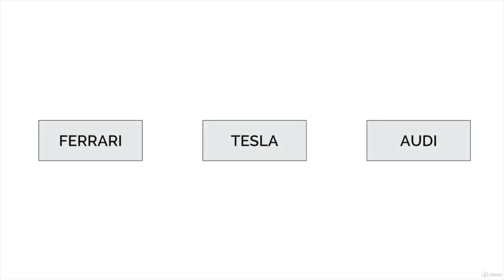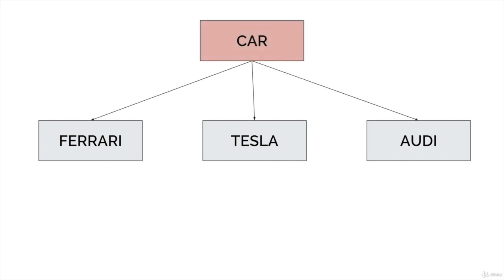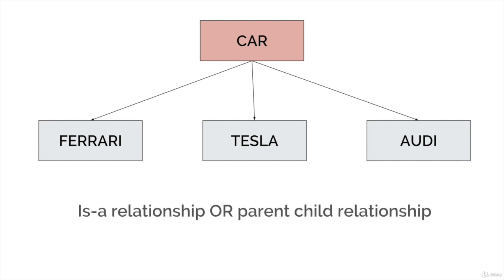So to understand inheritance, I would like to take an example over here. Let's assume there are three cars: Ferrari, Tesla, and Audi. Now these three cars are of the type car. Ferrari is a type of car, Tesla is a type of car, and Audi is also a type of car. Now this type of relationship between Ferrari and car is also known as an is-a relationship, or parent-child relationship, or inheritance in the world of object oriented programming.